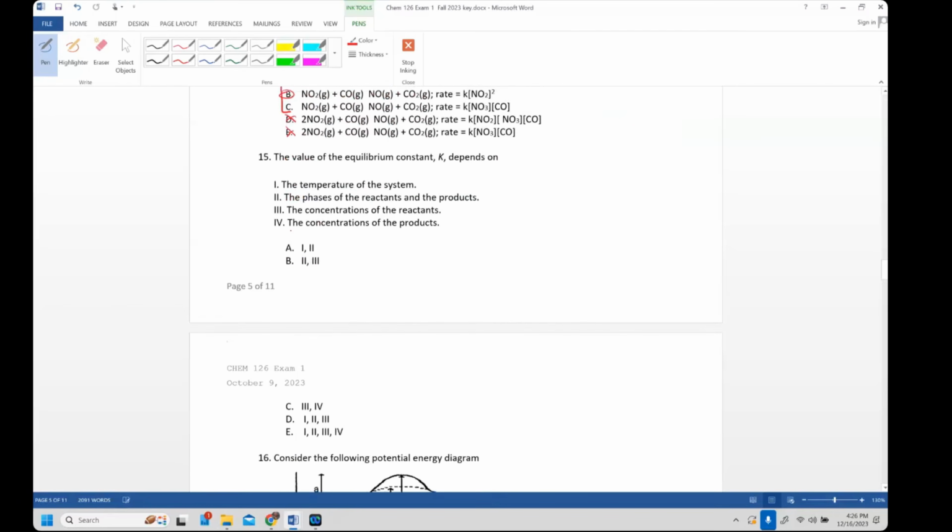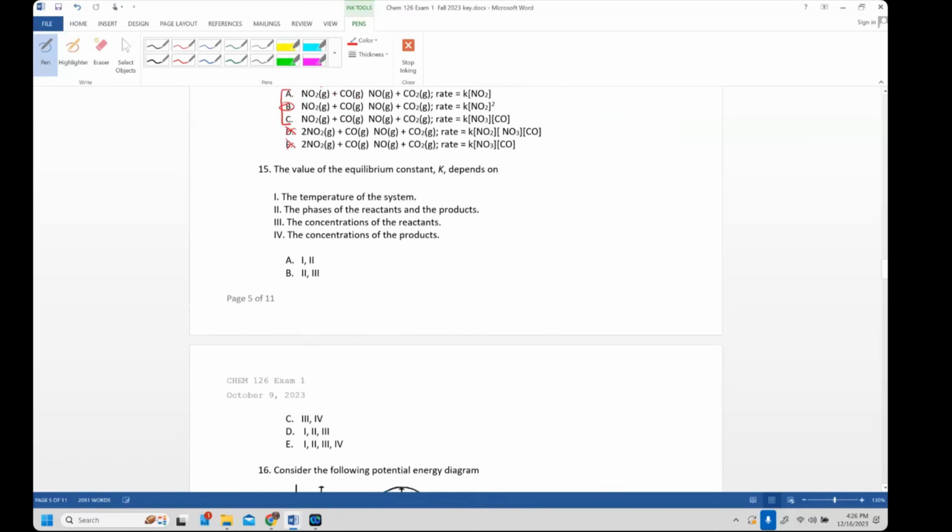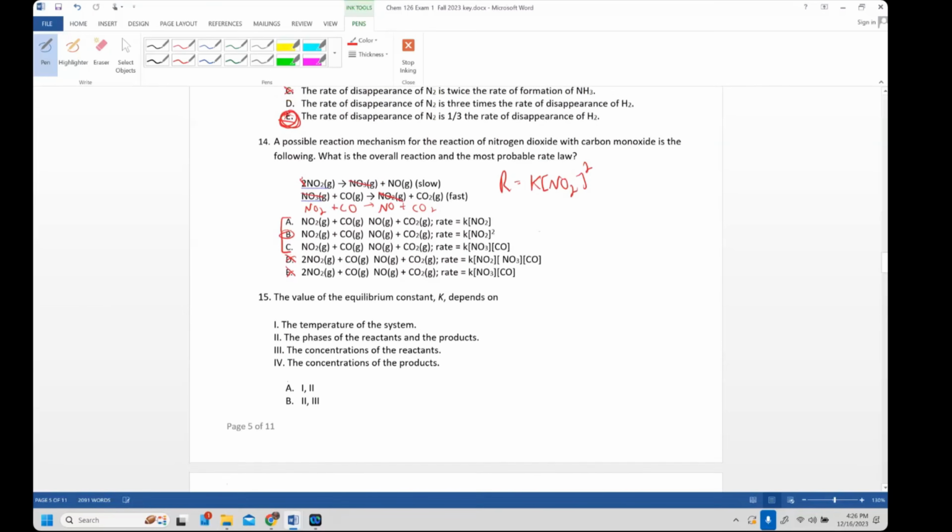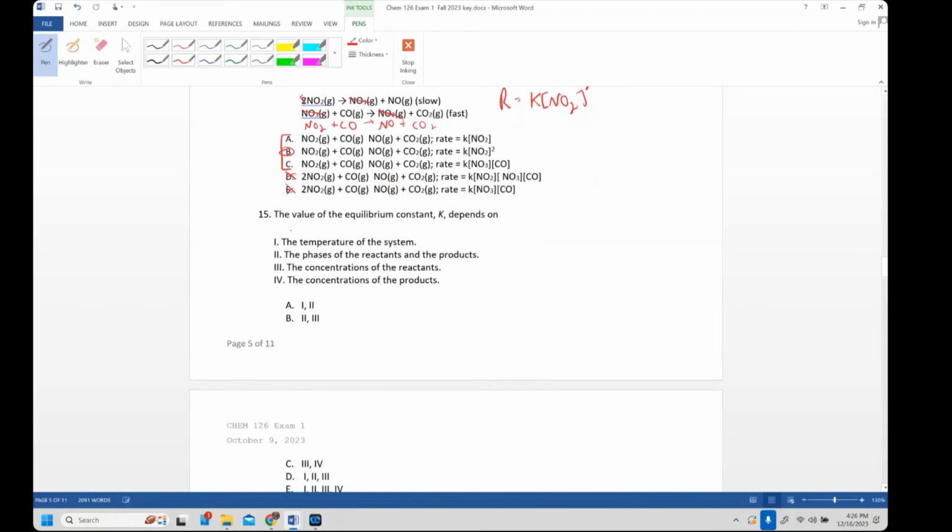All right, 15. Yeah, rate law is a good question. So a rate law only includes reactants. You never include products in a rate law. But you do include the products when we do the equilibrium constant. That's chapter 16.